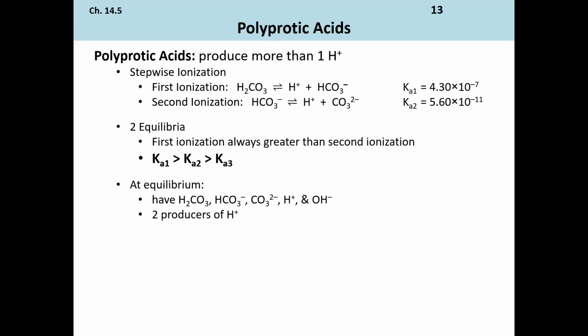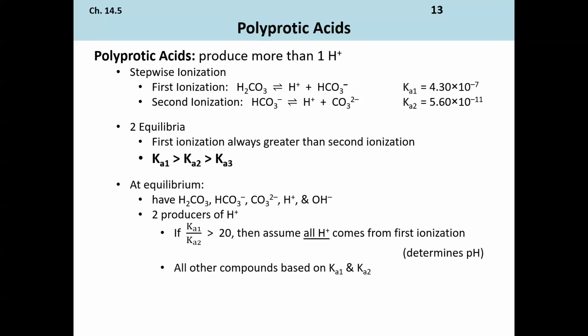And notice how you have multiple producers of H plus, right? So that means both those reactions could determine the pH. But in most cases, Ka1 is so much greater than Ka2 that you can assume that all of the H plus comes from that first ionization, right? And that determines the pH.